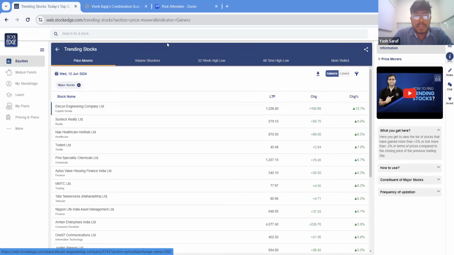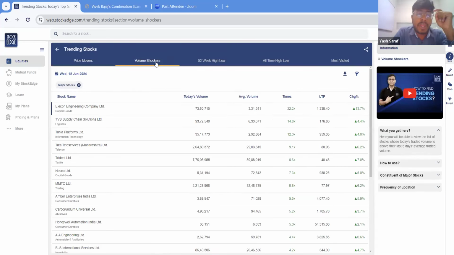ठीक है? First thing. Second, volume shockers, very very important section during the intraday. You will get to know which are the stocks which have shown or which are showing high momentum, high volatility and strong strength with respect to prices. So if you see volume shockers के अंदर Elecon Engineering Company Limited आपको यहाँ पे दिख रहा होगा.